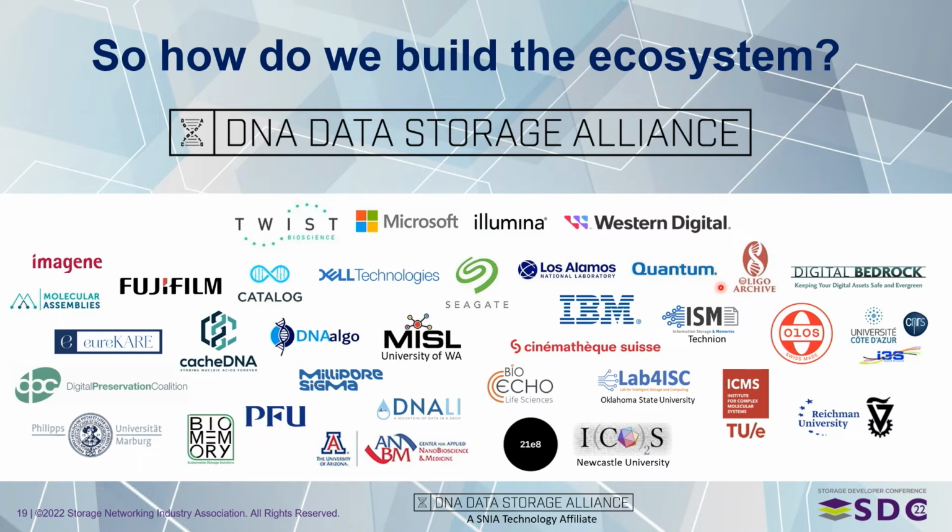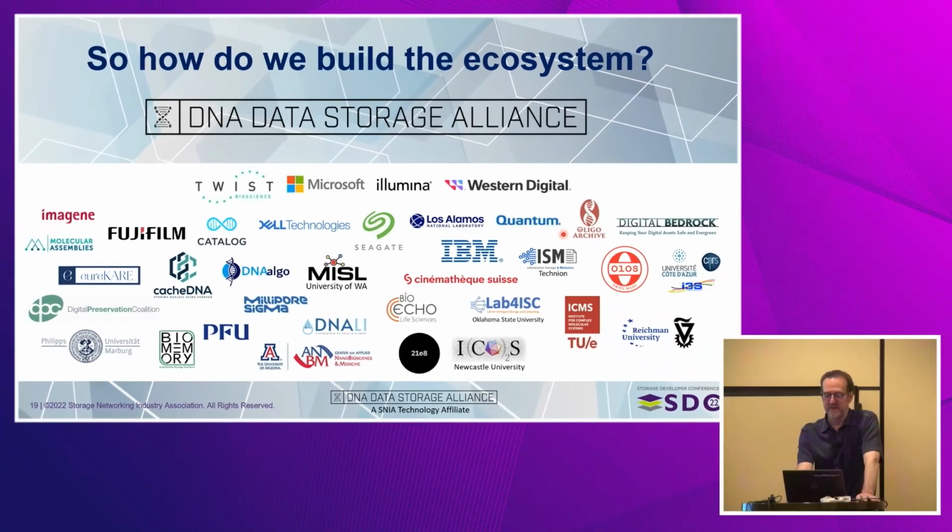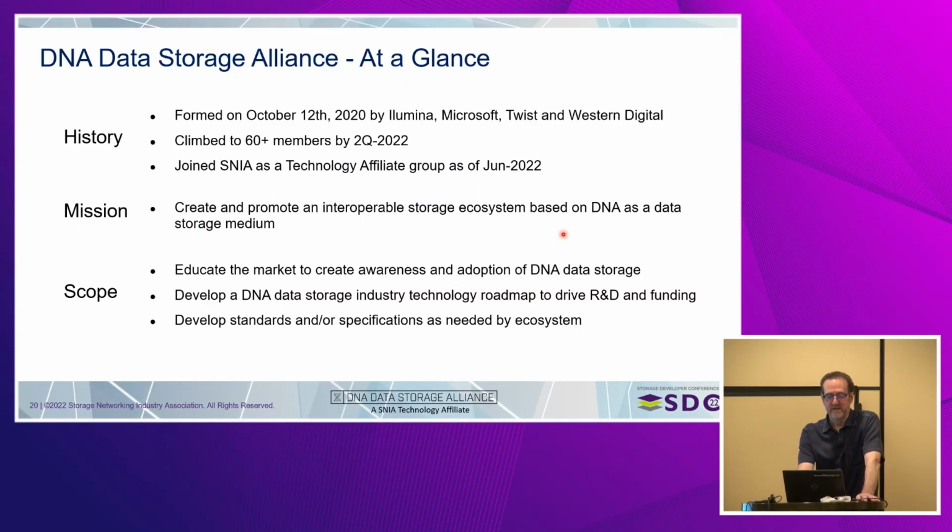There's an organization called the DNA Data Storage Alliance, and this was started by Twist Biosciences. It was formed in October of 2020. Illumina, Microsoft, Twist, and Western Digital agreed to be founding members, and we created a promoter group kind of structure, and we climbed to about 60 members by the second quarter of this year.